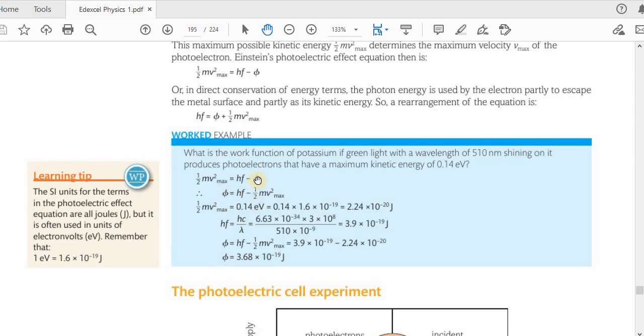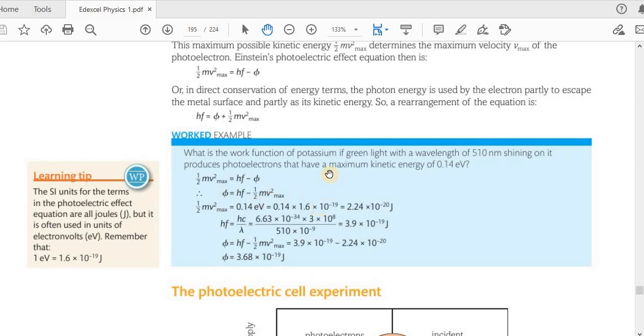So let's use this now. We are supposed to find phi. We can use this equation also. You can use this because this is what you learned, easy to understand. You can start with this instead of this and then rearrange. You get the same thing. If you make phi the subject of the equation, this is what you get.